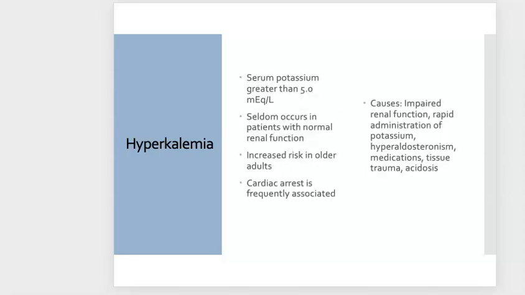Hyperkalemia, that is serum potassium greater than 5.0. This rarely occurs in patients with normal renal function. It usually occurs in older adults. And hyperkalemia that is untreated can cause cardiac arrest. Causes are impaired renal function, rapid administration of potassium, hyperaldosteronism, tissue trauma, and acidosis.